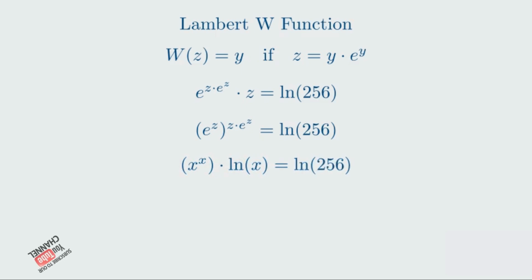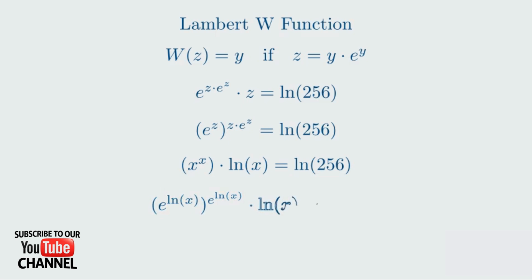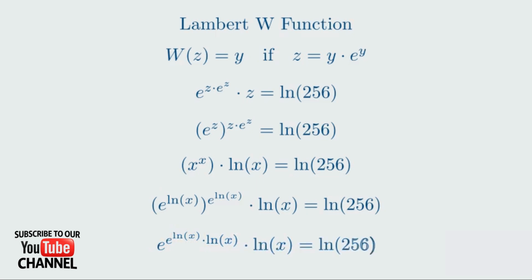Now, let's substitute x equals e to the ln x directly. This was the key. We get e to the ln x raised to the power of e to the ln x multiplied by ln x equals ln 256. Let's simplify the first part using the exponent rule. The exponents multiply, so we have e to the power of e to the ln x times ln x multiplied by ln x equals ln 256.